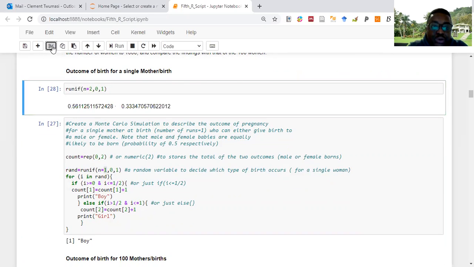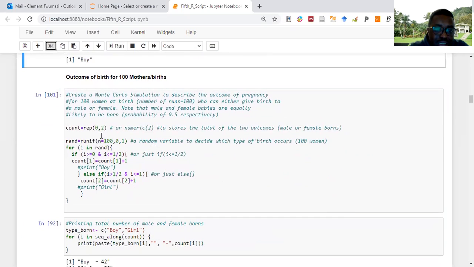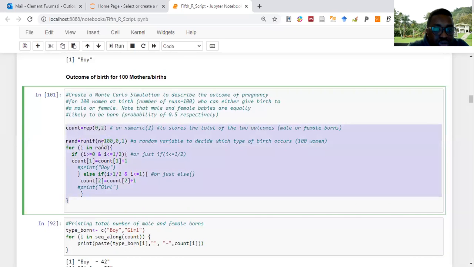So to do it for 100 women, all I need to do is come down and change the n to be 100. I've done nothing else to it. Everything still holds. All I needed to do was to change it to 100. Okay, so now let's run this.